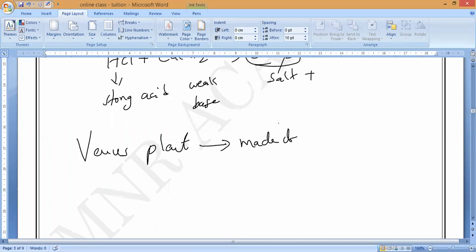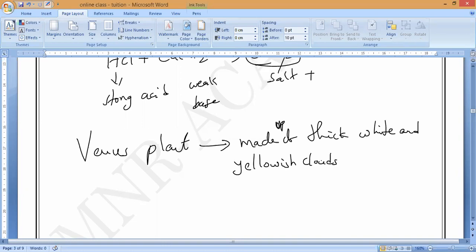Made up of what? Sulfuric acid. Made up of thick white and yellowish clouds of, meaning the atmosphere which is present on Venus. Not atmosphere, meaning don't think only air. Whatever atmosphere is present there on Venus, continuously rain will fall. That rain is what we should call sulfuric acid. I understand, made of thick white and yellowish clouds of what? Clouds of sulfuric acid. Understand?